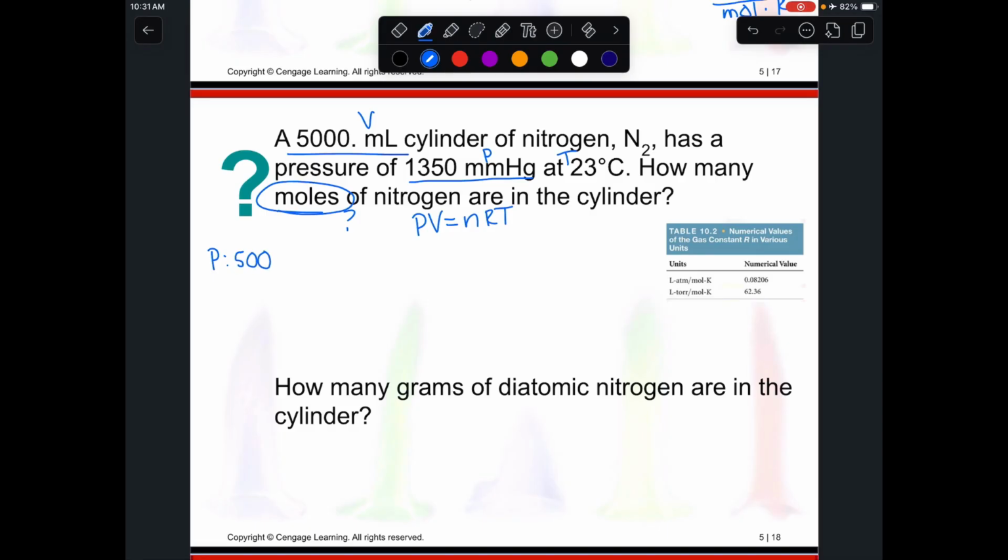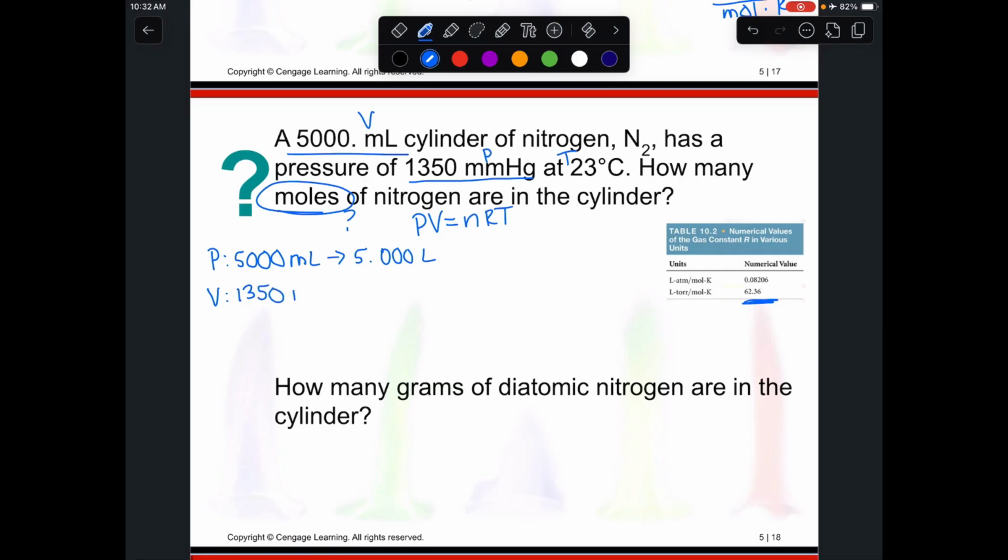So 500 milliliters needs to be put into liters. So that is 0.500 liters. There's 1,000 milliliters in a liter. Make sure you know that. And my pressure, I'm actually going to leave in millimeters of mercury because I can use this second R constant, because we know torr and millimeters of mercury are equal to each other. So I'm going to go ahead and write that.